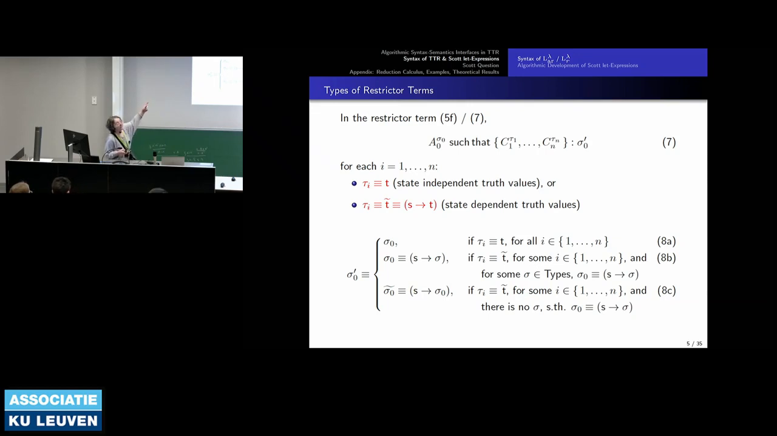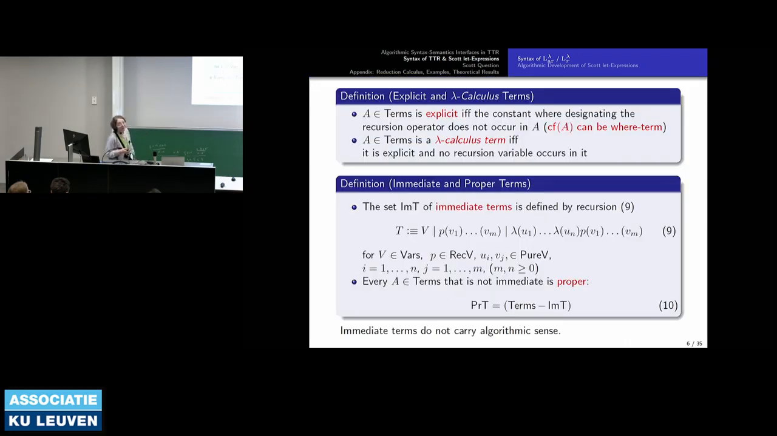Informally, it should be the same as A0, as sigma 0. But because here we are in a type system that has types for state dependency, if there is at least one type, tau 1 to tau n, at least one truth value that is state dependent, then sigma 0 has to be lifted to state dependency. This is the intuition of these rules for sigma 0. You can puzzle on it. Maybe I made a mistake.